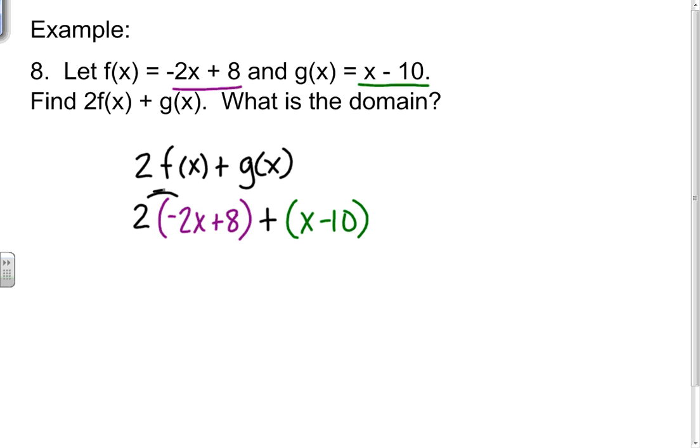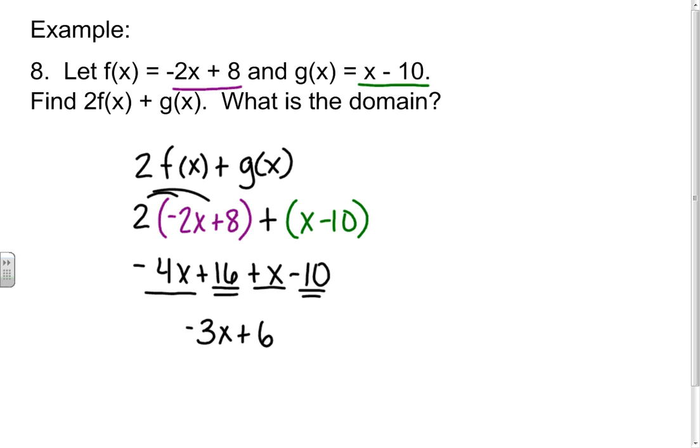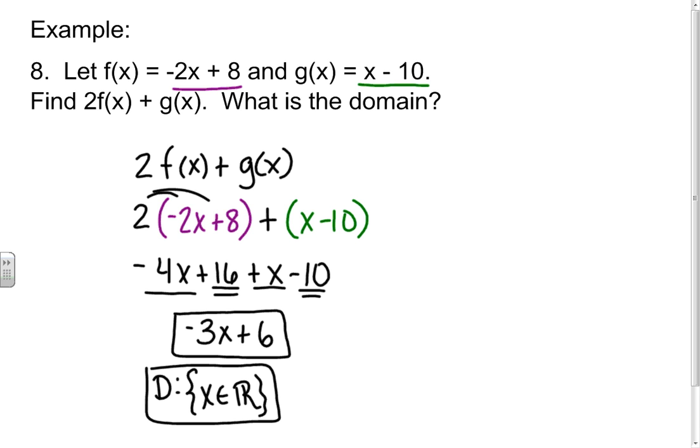First thing I'm going to do is distribute the 2. Gives me -4x plus 16. And then recopy plus x minus 10. Combining like terms gives me -3x plus 6. The domain on this one's pretty easy because I don't have restrictions. I don't have any square roots, and I don't have any division or denominators.